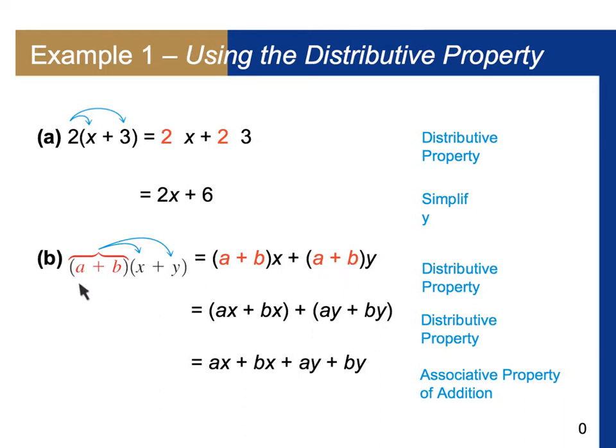Remember, FOIL would be first would be a times x, so that's there. Your outside would be a times y, which is there. Your inside would be b times x, which is there, and then your last is b times y. Okay, so there's the FOIL, not in the same order, but this would be your first, outside, inside, last.